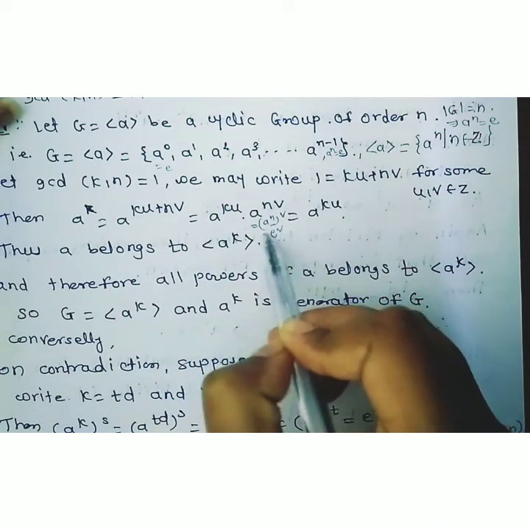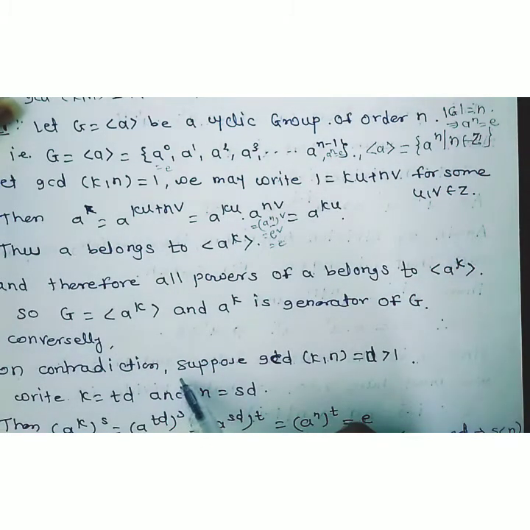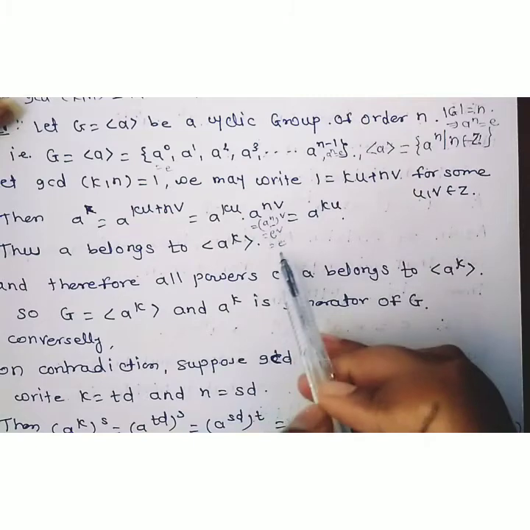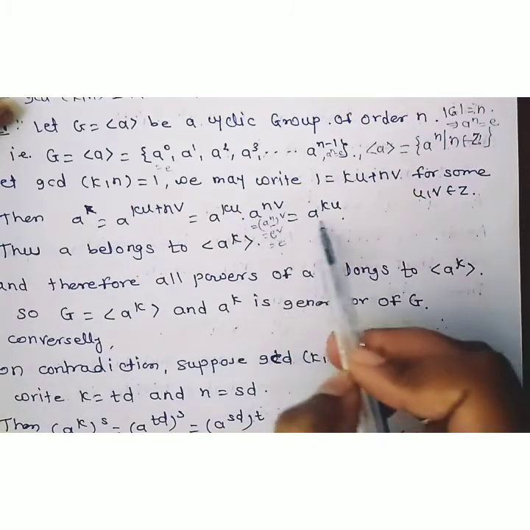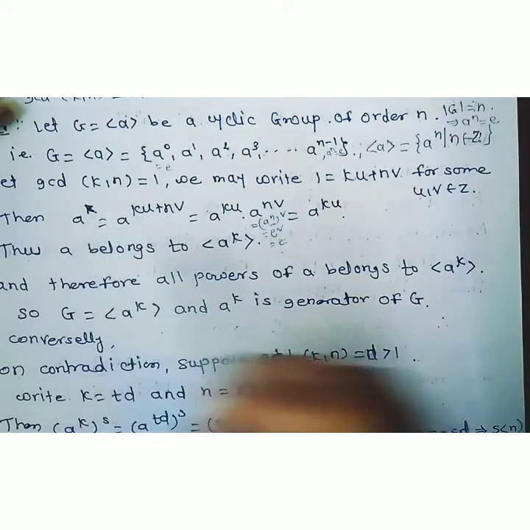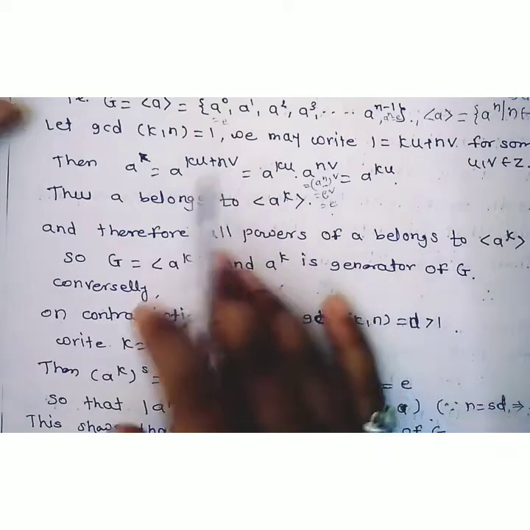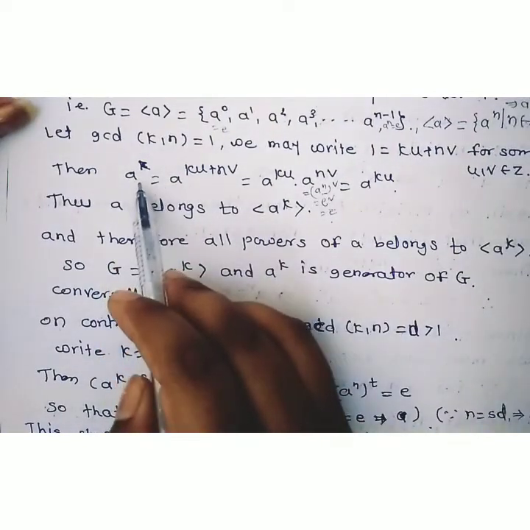This is e raised to v. Okay, e raised to v is what? e raised to v is equal to identity. Therefore, a raised to ku into e. What is this? This is equal to a raised to k. Therefore, we get a is equal to a raised to k.